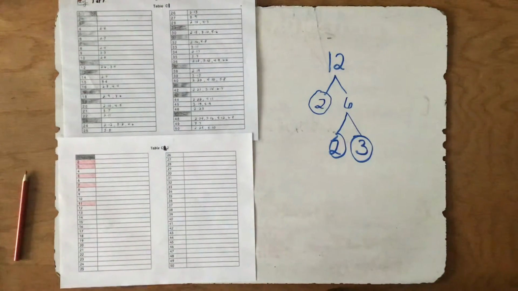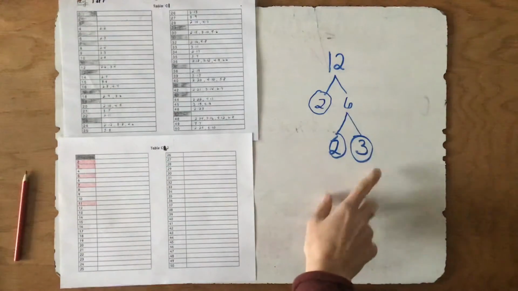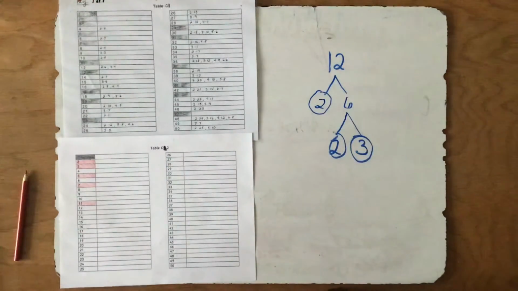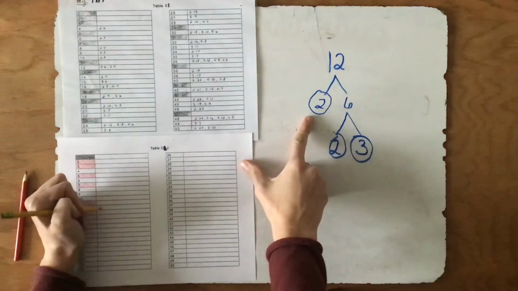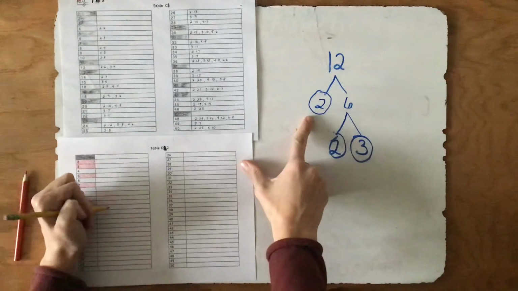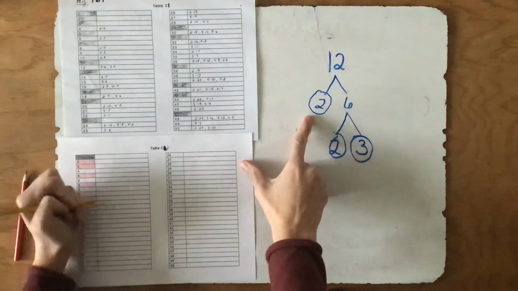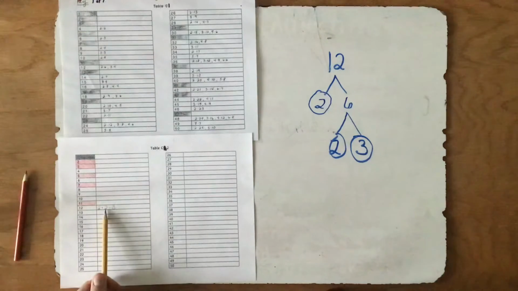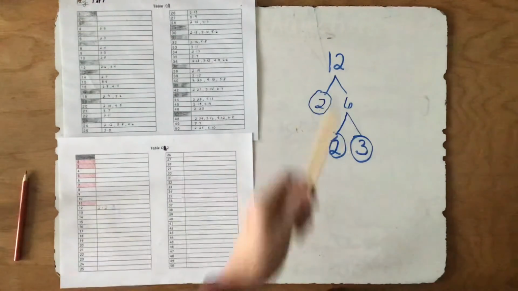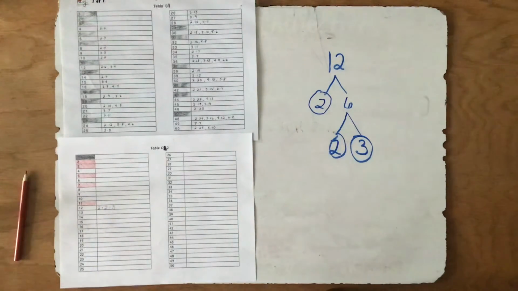So since everything is circled, we've completed our factorization tree. Now for 12, we can write 2 times 2 times 3. 2 times 2 times 3 is equal to 12. 2 times 2 is 4. 4 times 3 is 12. All right, we got one done.